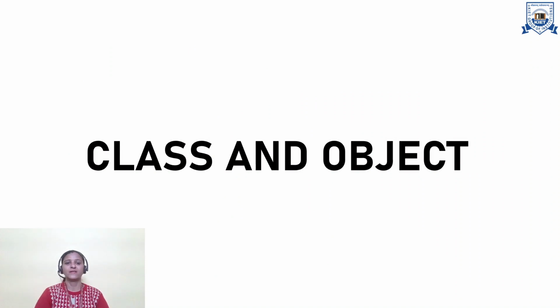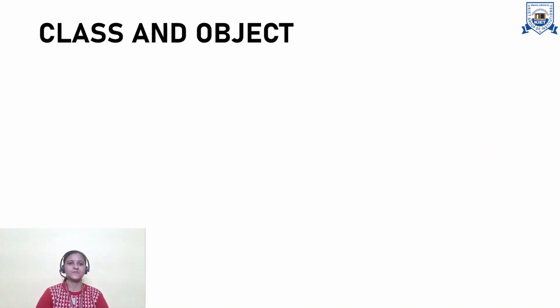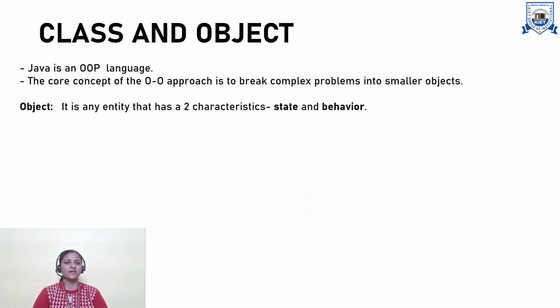So next, we move to another topic, class and object. Here, as we know, Java is an object-oriented programming language, and the core concept of this object-oriented approach is to break complex problems into smaller objects. What is an object basically? It is an entity that has two characteristics, state and behavior.